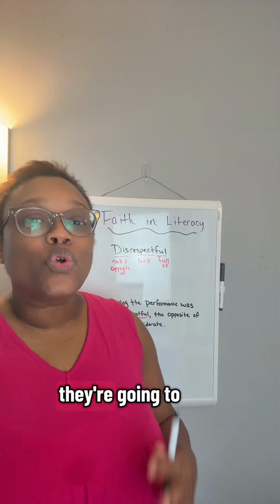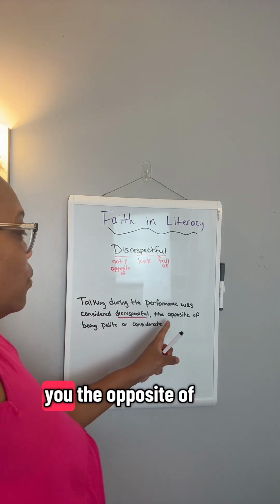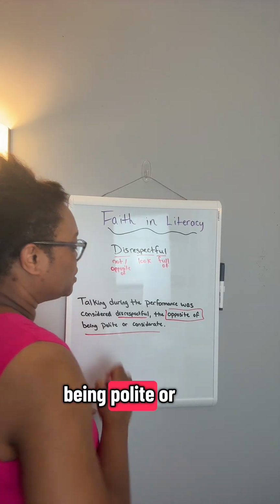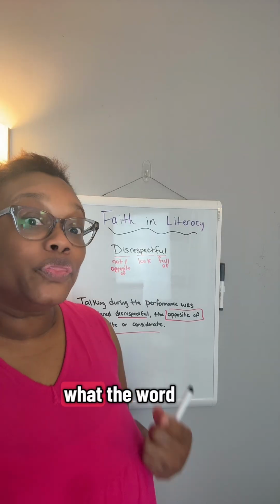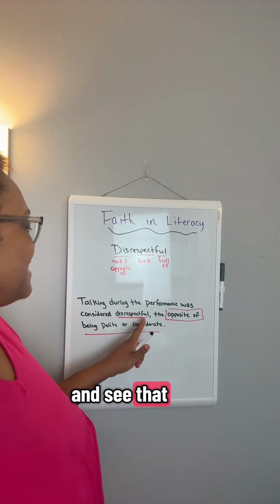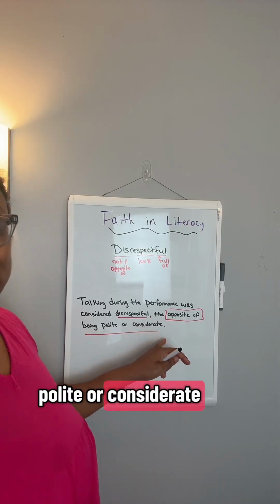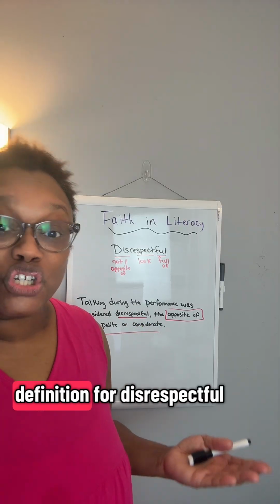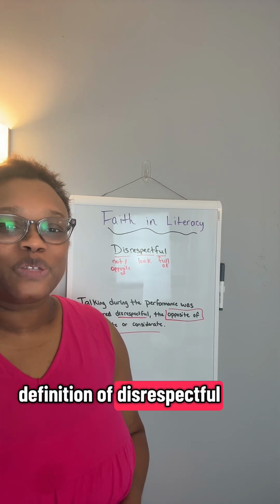Now, in this sentence, they're actually providing an antonym clue here because it's telling you the opposite of being polite or considerate. And so if you are trying to figure out what the word disrespectful means, we can take a look at this antonym clue and see that disrespectful is the opposite of being polite or considerate. So the opposite would be being not polite. Could be a definition for disrespectful, or not considerate could be a definition of disrespectful.